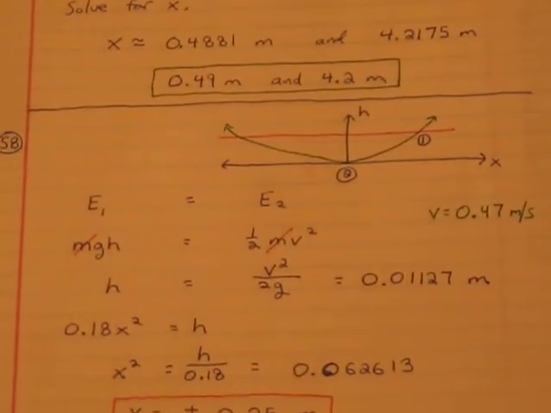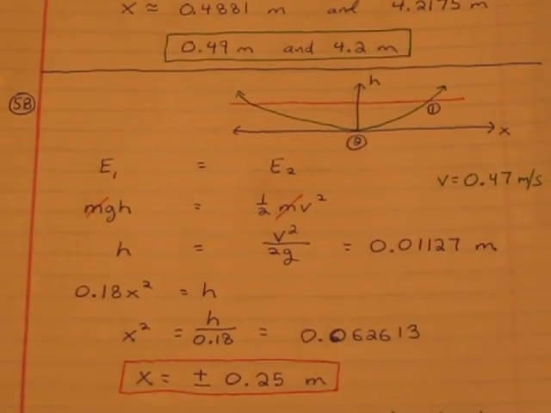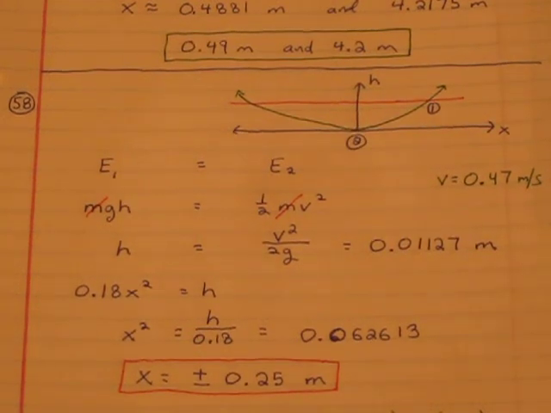The final problem, number 58. A particle slides back and forth in a frictionless bowl whose height is given by h equals 0.18 x squared. Find the x-coordinates of its turning points given a certain maximum speed.